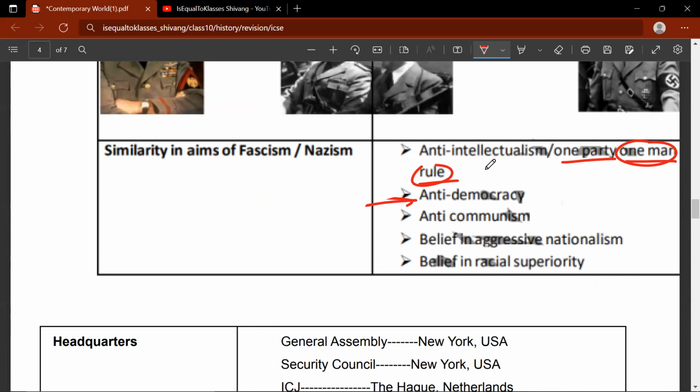Anti-democracy is the most important factor in the similarity in aims of Nazism and fascism. It is anti-democratic as well as anti-communist. Belief in aggressive nationalism, belief in racial superiority. We studied aggressive nationalism before. It means too much love for one's own country and extreme hatred towards other countries. Nowadays, patriotism is basically love for one's own country, but there's not much hatred towards other countries. But aggressive nationalism means too much hatred towards the other countries.